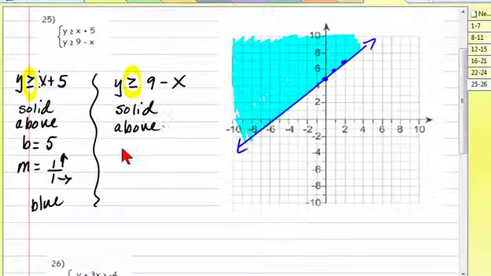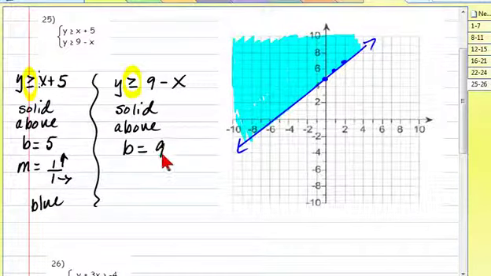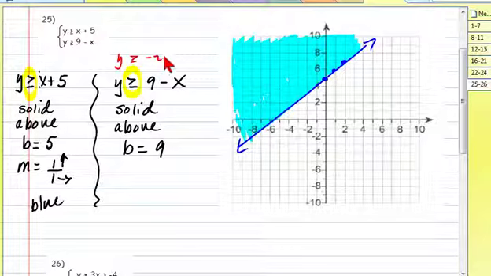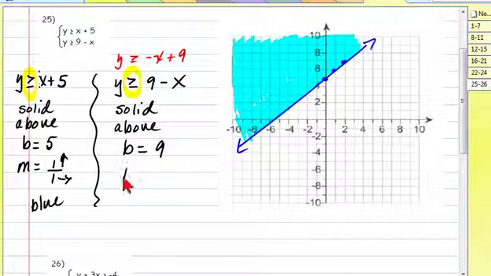Now, be careful when you answer this next question. Where will you begin? At 9. Look at the way this is written. In my mind, it's kind of written backwards. I would have preferred this to be, and this is just me, 9 is greater than or equal to negative x plus 9, because then I would have been thinking more about slope-intercept. But we got it.